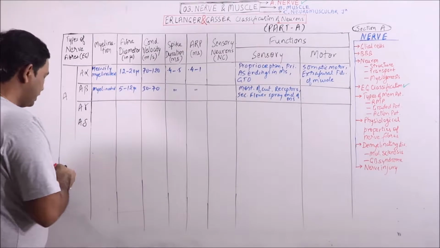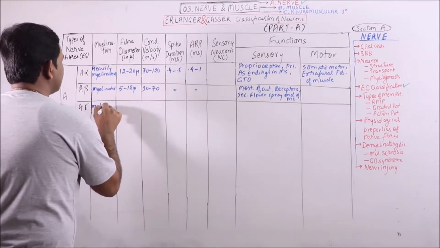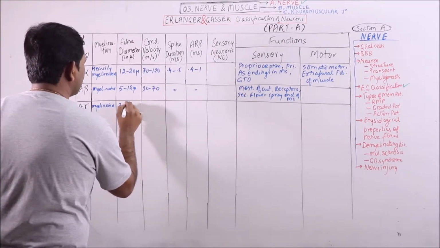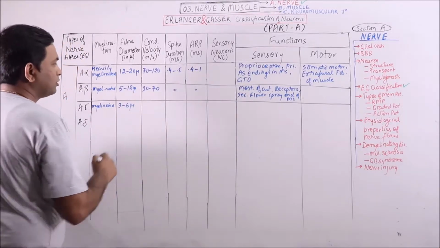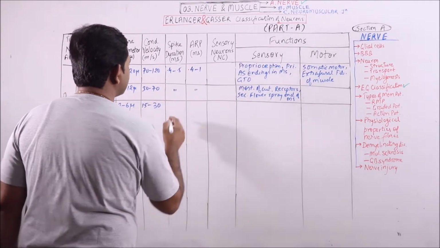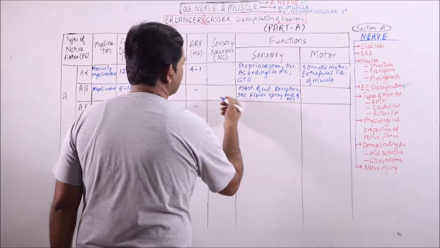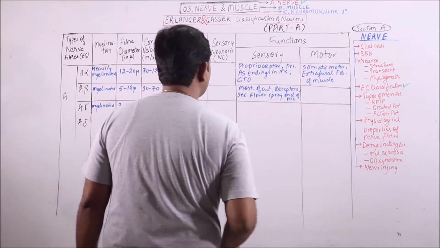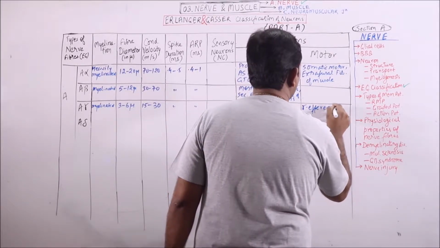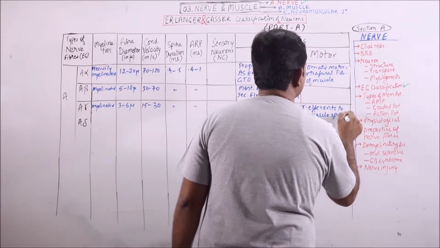Third is A gamma. It is also myelinated but a bit less. Fiber diameter 3 to 6 micron. Conduction velocity 15 to 30 meter per second. Spike duration and absolute refractory period is same. And there is only motor function, that is gamma efferents to muscle spindle.